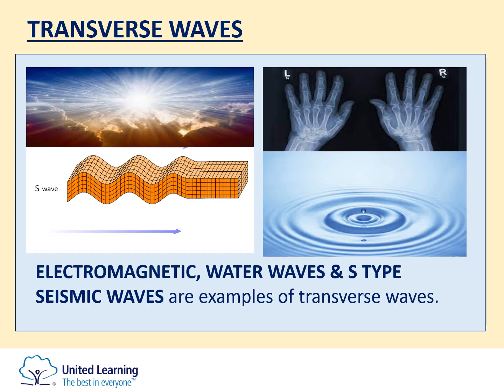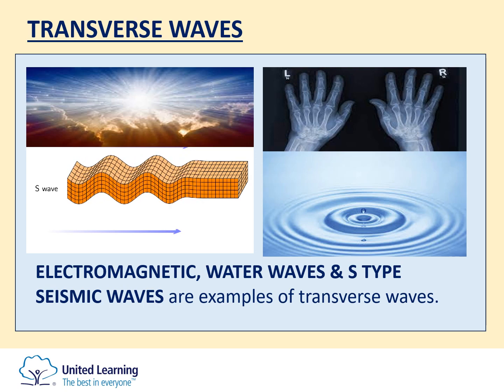Transverse waves, though, are a more extended bunch. So all of the electromagnetic waves, all of the different types, are all transverse. Water waves are transverse, and the S-type seismic waves are also transverse. These are the ones that make the ground move up and down and make buildings sway from side to side.